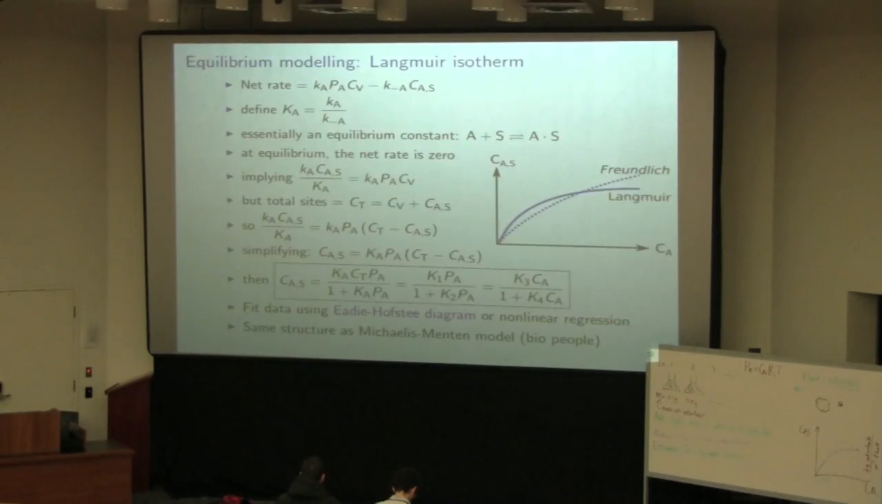Okay, the rest of it is just mathematical simplification. So what we say is, if I equate that first line up there and set it equal to zero, I can equate the two terms. The total number of sites, however, Ct, is equal to Cv plus CAS, so the number of vacant sites plus the number of occupied sites. And that's my basic concept.